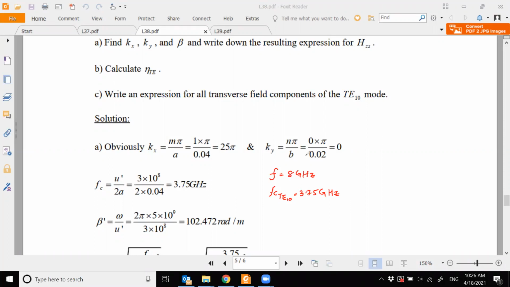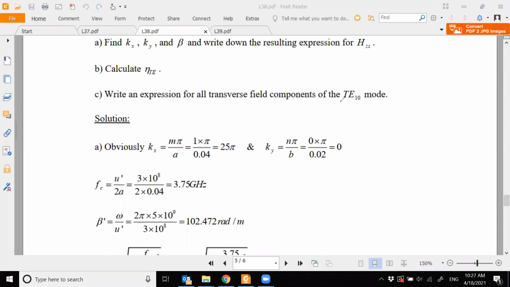Why is it propagating? Again, go and look at the condition. So your F should be greater than FC. If F is greater than FC, that means it's a propagating mode. This is what we checked now. And after checking this, we made sure that yes, my dominant mode is propagating. And now I'm proceeding and I'm finding the remaining terms.